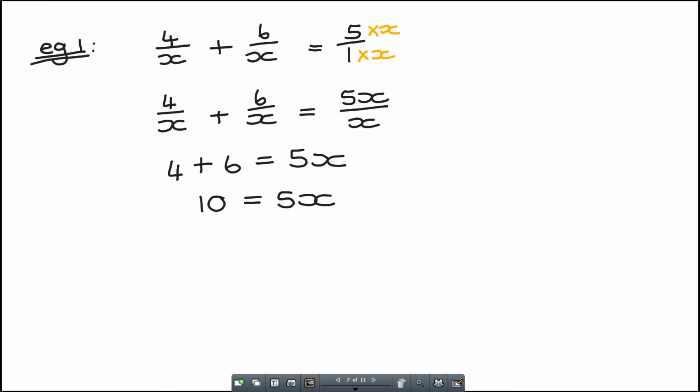Okay, and now I want to get rid of that coefficient. So what do I have to do? I'm going to divide by 5. So I'm going to say 10 divided by 5 will give me x. So x is equal to, what's 10 divided by 5? 2.